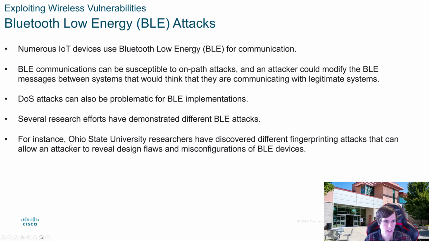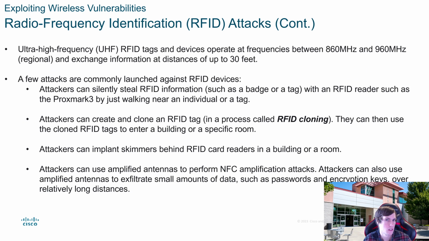And then, as you see, Ohio State University have discovered different fingerprinting attacks that can allow an attacker to reveal design flaws and misconfigurations in BLE devices. That's pretty much they're going to be able to check the configuration of that smart lamp and see what kind of vulnerabilities it has. So moving forward more on RFID attacks, ultra high frequency, so the bigger ranged ones, this is even further than a high frequency RFID tag. They can do it up to 30 feet. So attackers can silently steal the information with an RFID reader, because RFID is just broadcasting out, right? It's just broadcasting, this is my ID, this is my ID, right?